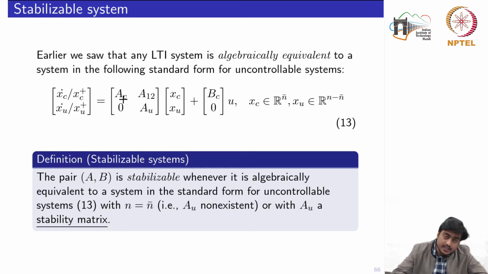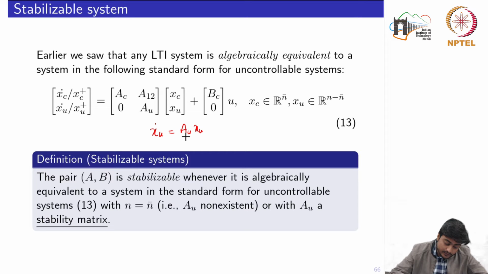the dimension of this AC matrix is n bar cross n bar, and this XC is the controllable states. Now XU is the uncontrollable states. If I write the equation for the uncontrollable mode, it would be XU dot is equal to AU XU, and this is nothing but your homogeneous system, which is not at all influenced by any input. Now this AC or the state XC is controllable, so it does not matter whether the eigenvalues of the AC matrix are on the left-hand side or on the right-hand side.